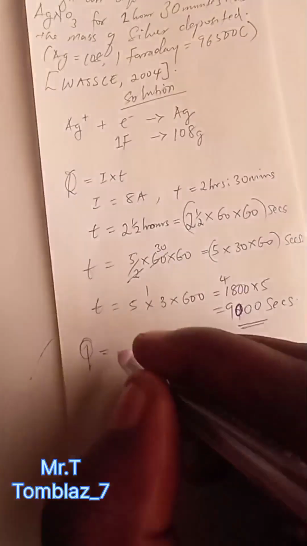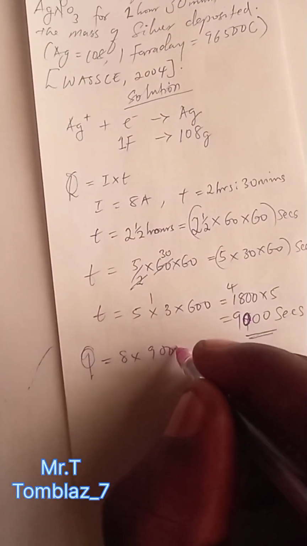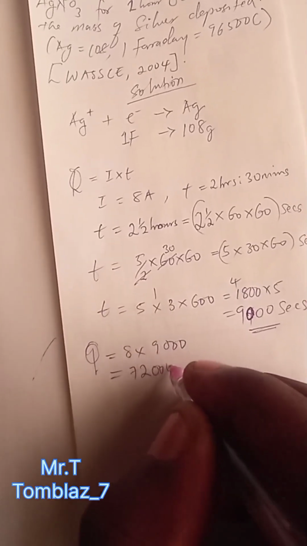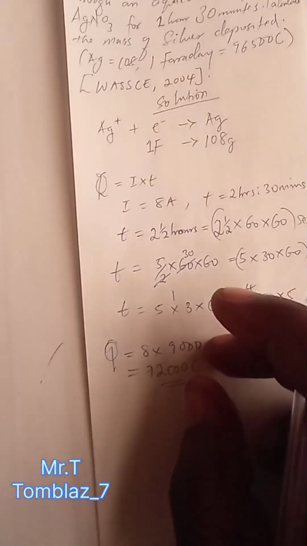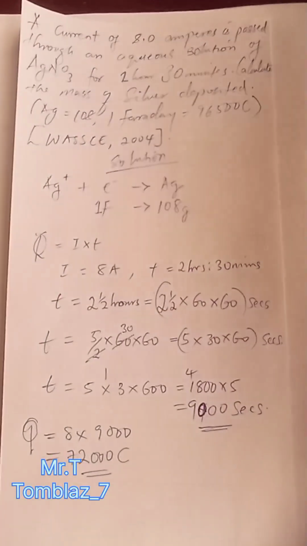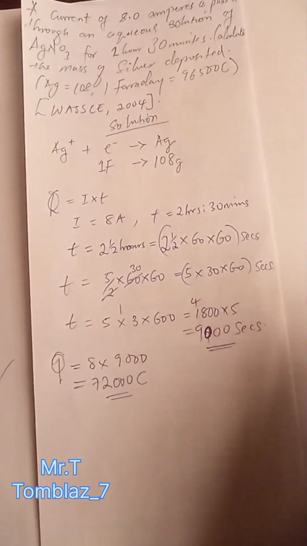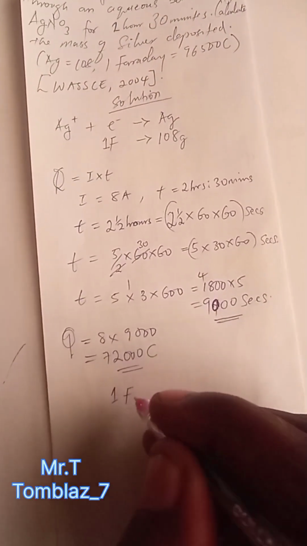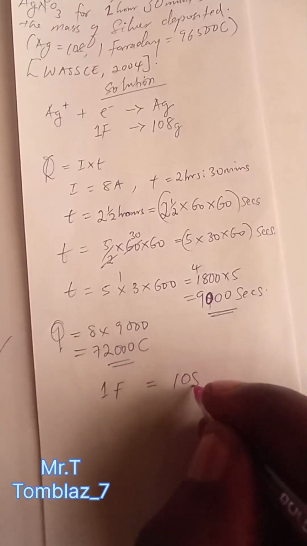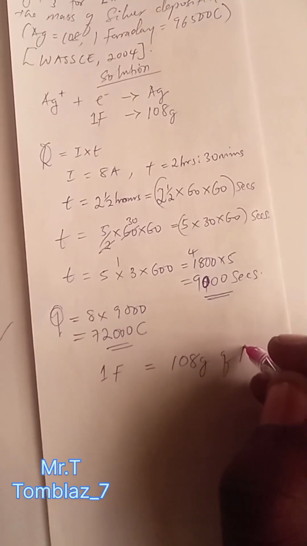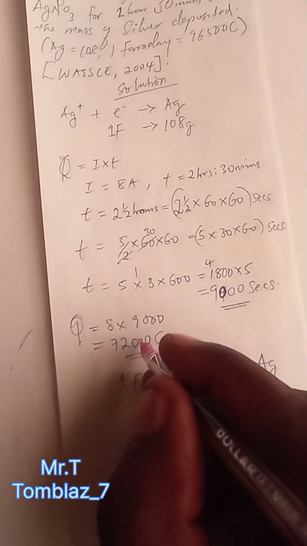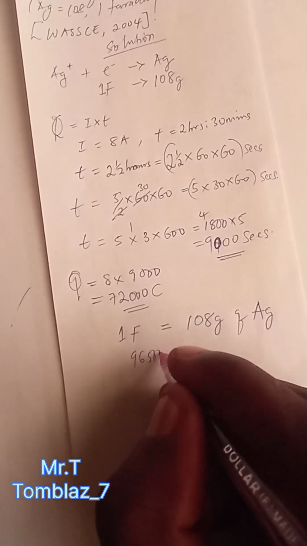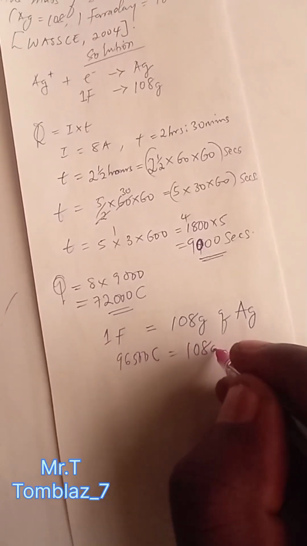Charge is going to be the current times the time. So 8 times 9000 is going to give you 72,000 coulombs. So this is the charge based on the question that has been given to us, right? Okay, so if that's gotten, then let's do our relationship. Remember our relationship. 1 Faraday of electron produces 108 grams of silver, and you know that 1 Faraday is 96,500 coulombs, right? So we have 108 grams.